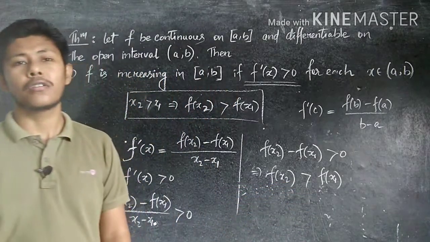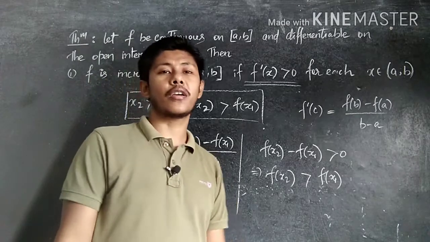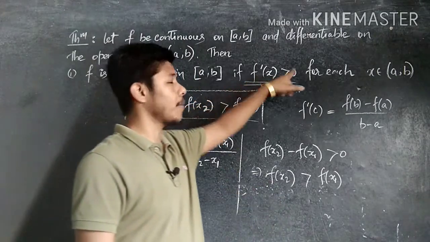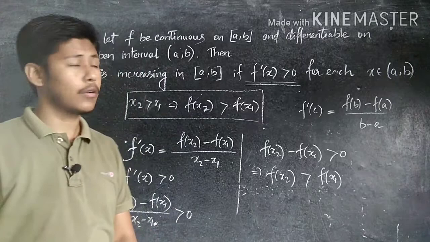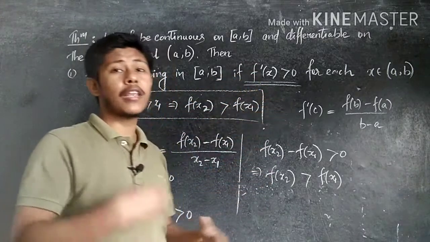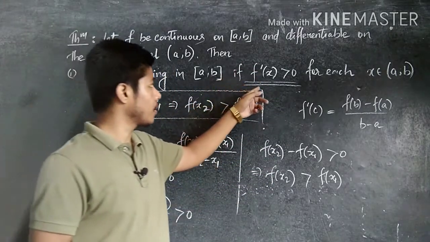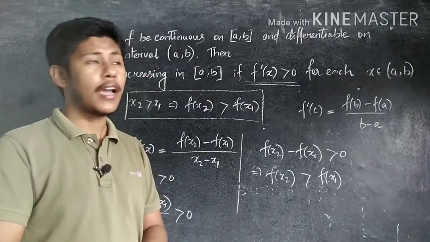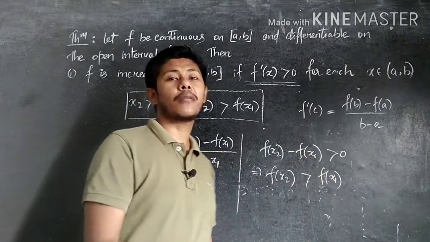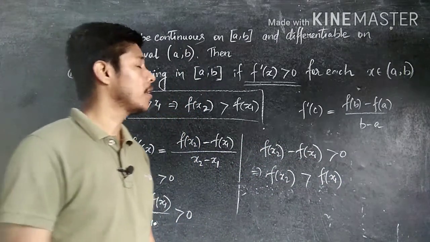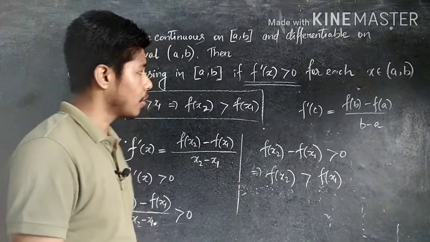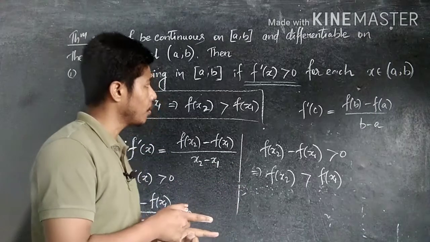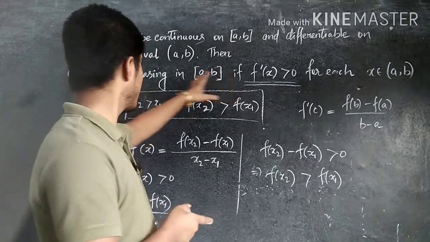Is it clear? In the same way we can prove the decreasing part also. In case of decreasing, f dash of x is less than 0. So for increasing, in case of increasing, f dash of x is greater than 0, and in case of decreasing, f dash of x is less than 0.